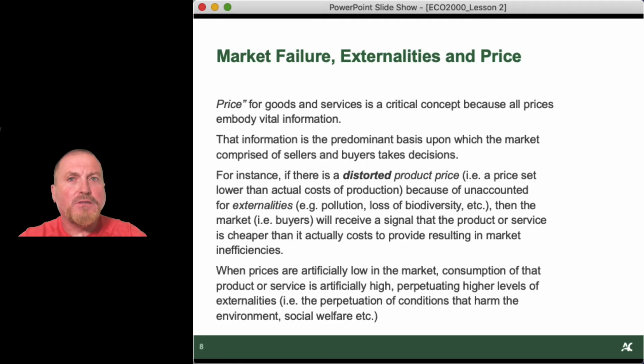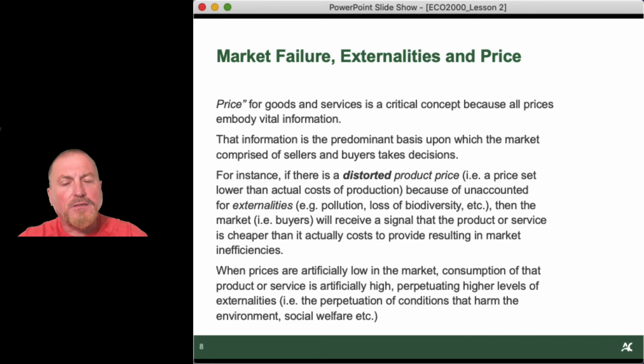Price for goods and services is a critical concept because all prices embody vital information. That information is the predominant basis upon which the market, comprised of sellers and buyers, takes decisions. For instance, if there is a distorted product price, a price set lower than the actual cost of production because of unaccounted-for externalities, pollution, loss of biodiversity, etc., then the market buyers will receive a signal that the product or service is cheaper than it actually costs to provide, resulting in market inefficiencies, right? You get a perverse signal. Oh, this is cheap. Well, is it really? Right? Is it really cheap?